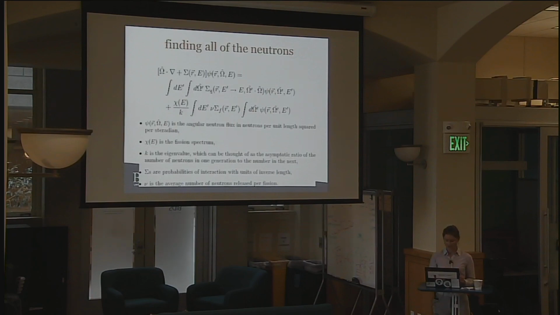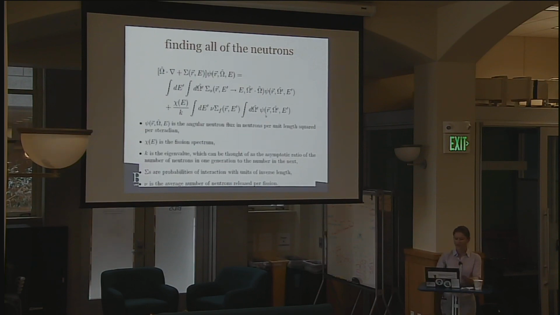This term, which is one of the ones that makes things extra fun to solve, is scattering. So neutrons can scatter off of other atoms, and they will change energy and direction. So this integral is neutrons scattering from any other energy into our energy of interest and any other angle into our angle of interest. So neutrons coming from other places to where we are.